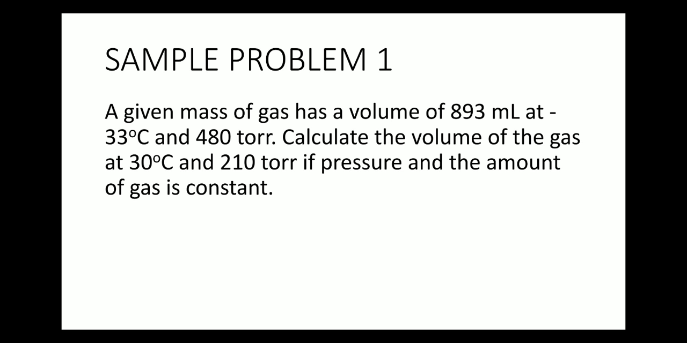So let's have an example problem. Number 1. A given mass of gas has a volume of 893 milliliter at negative 33 degrees Celsius and 480 torr. Calculate the volume of the gas at 30 degrees Celsius and 210 torr if the amount of gas is constant. So, in this case, we write the given.